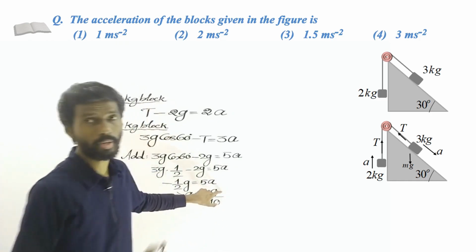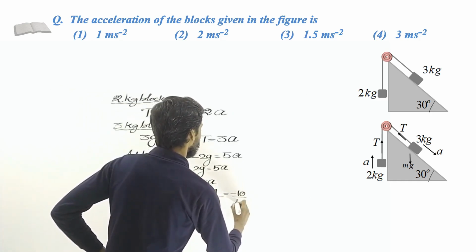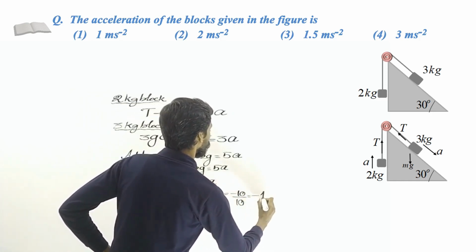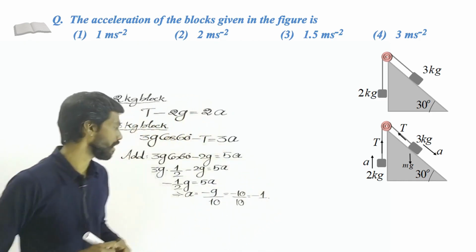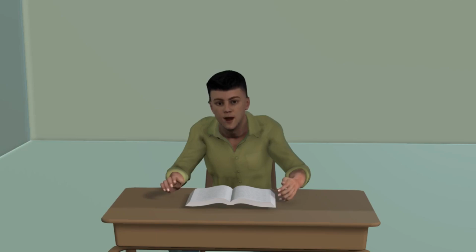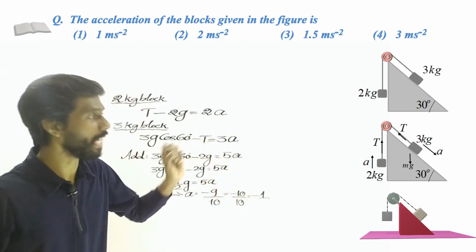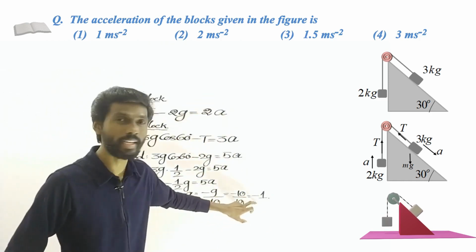We can take the approximate value of g to be 10. So that equals minus 10 divided by 10, so minus 1. So minus 1 is the acceleration of both the blocks. Is that okay? The negative sign is because we assumed the wrong direction. Yes, we had assumed that the 2 kilogram block was moving upwards, right? But actually it is moving downwards. That is why we are getting negative acceleration.